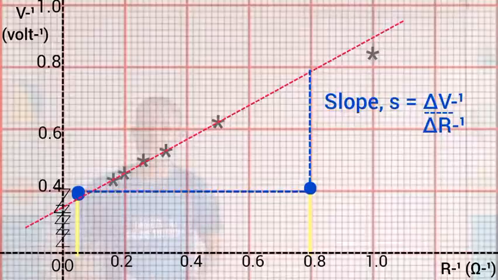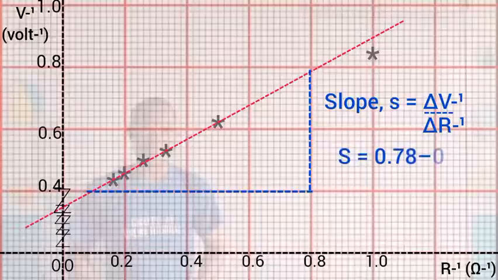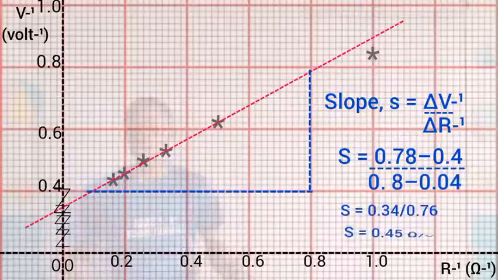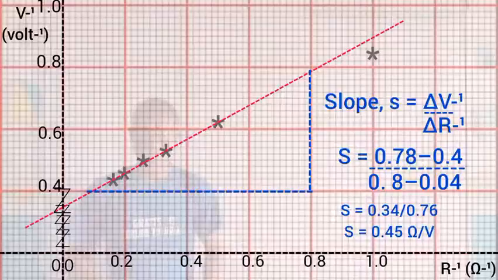And with this, you can calculate the value of our slope. Slope will simply be equal to 0.78 minus 0.4 all over 0.8 minus 0.04. Working this out, you get 0.34 all over 0.76. And once you divide that, the result you obtain as the slope is 0.45. So the slope of this graph is 0.45. The unit is ohms per volt. Ohms per volt. Alright, so that is that.